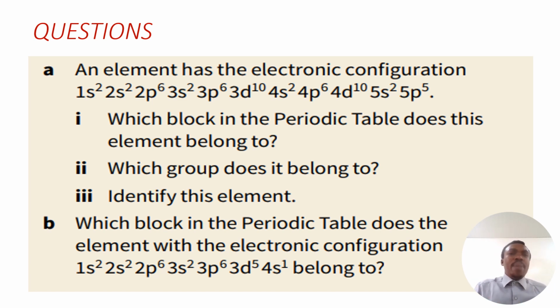The first one: an element has the electronic configuration given. You are asked which block in the periodic table this element belongs to, which group it belongs to, and to identify this element. Then B: which block in the periodic table does the element with the electronic configuration belong to? Please make an attempt and solve as many questions as possible.